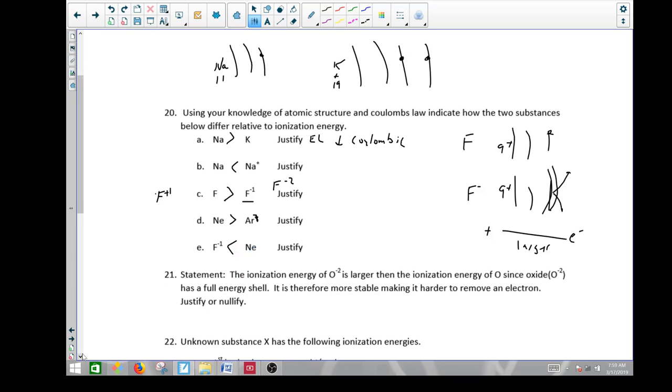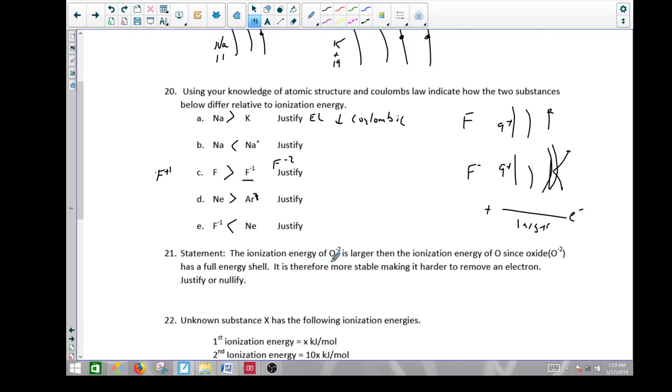All right. Statement: ionization energy of oxide is larger than ionization energy of oxygen, since oxide has a full energy shell, therefore more stable, making it more difficult to remove. This is a big, fat, sad face. We don't want to think about this. This is not true. The oxide ion has electrons that are easier to remove, lower ionization energy than oxygen. Why? Because the electrons are farther away, due to electron repulsion, and therefore less energy is required.